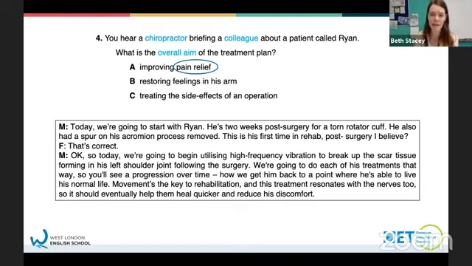Now, if we look at the other options, we've got improving pain relief, but actually there's nothing here about pain relief apart from at the end where they're saying reduce his discomfort, but that's not the overall aim of the plan. And restoring feelings in his arm, it does talk about, where is it? Movement is the key. It resonates with the nerves too, but it's not talking specifically again about the overall aim being the feelings in his arm. It's about breaking up that scar tissue and doing that treatment so that eventually he will be healed.